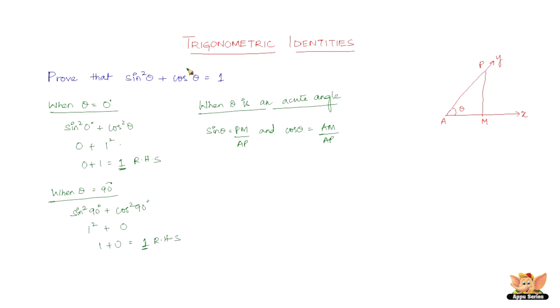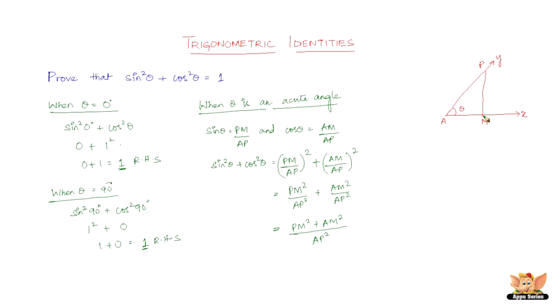So now let's use this in sine square theta plus cos square theta. In the place of sine square theta, let's substitute PM by AP, that is sine theta, so it's going to be PM by AP the whole square, plus cos theta is AM by AP, so cos square theta is going to be AM by AP the whole square. So now what we've got is PM squared by AP square plus AM squared by AP square. Notice that the denominators are the same, so we can write PM square plus AM square divided by AP square.